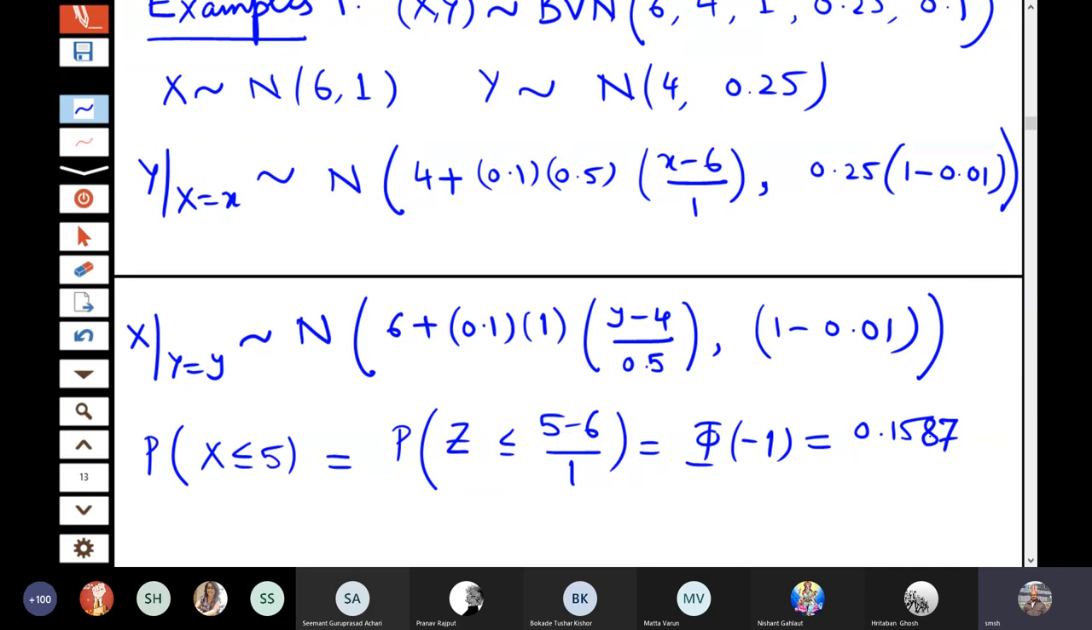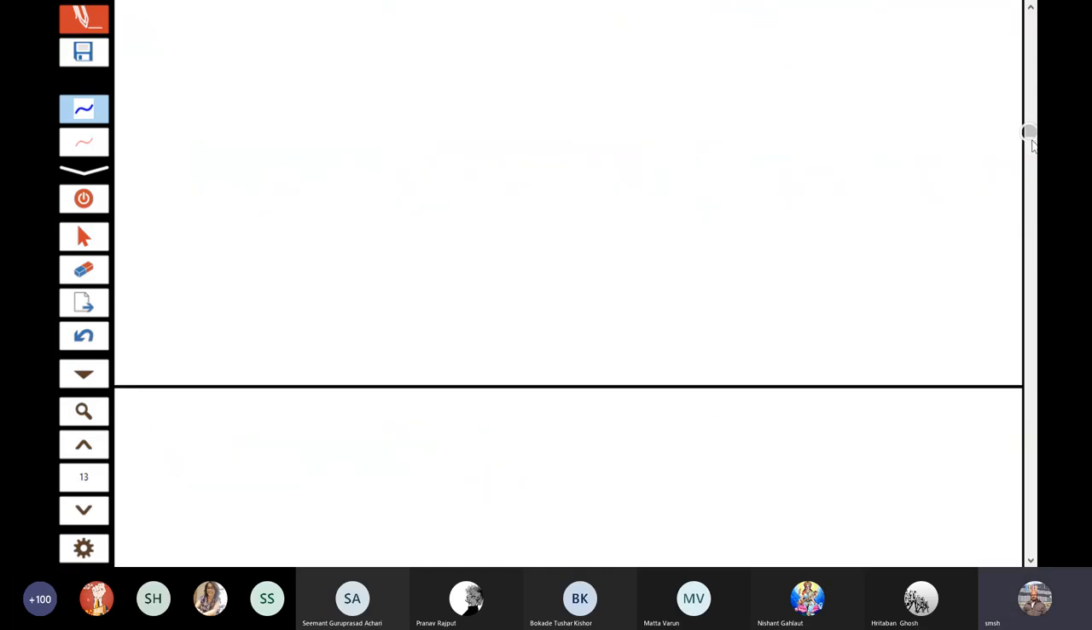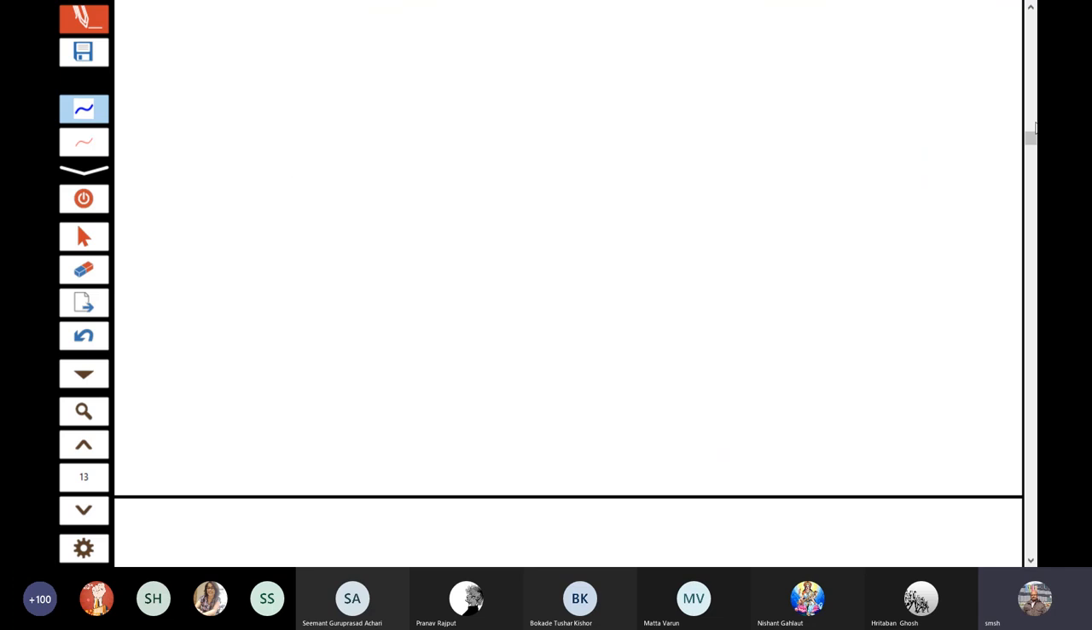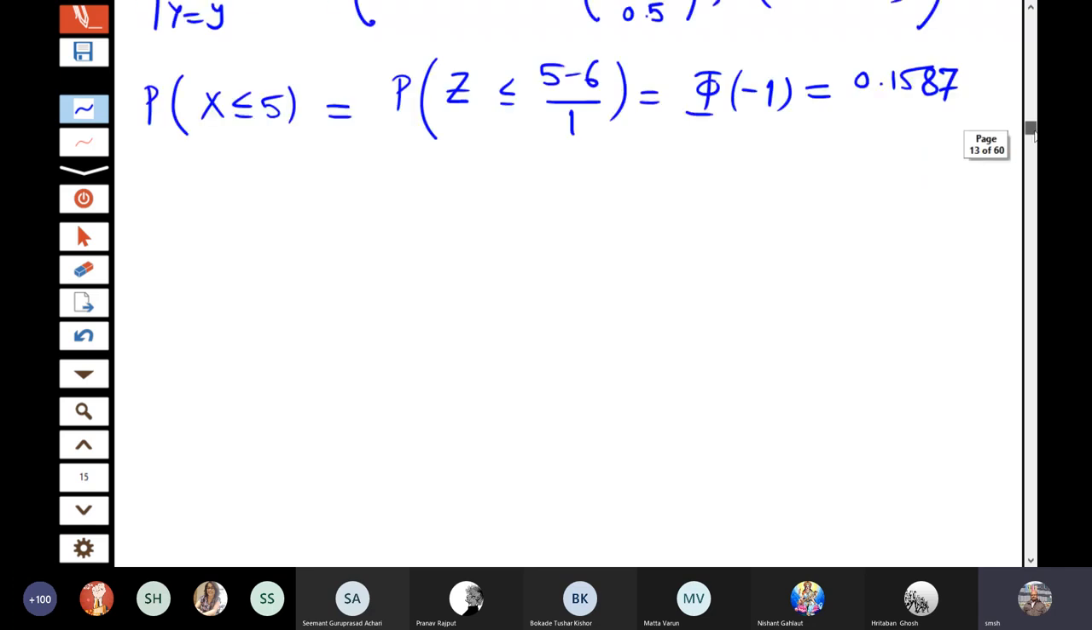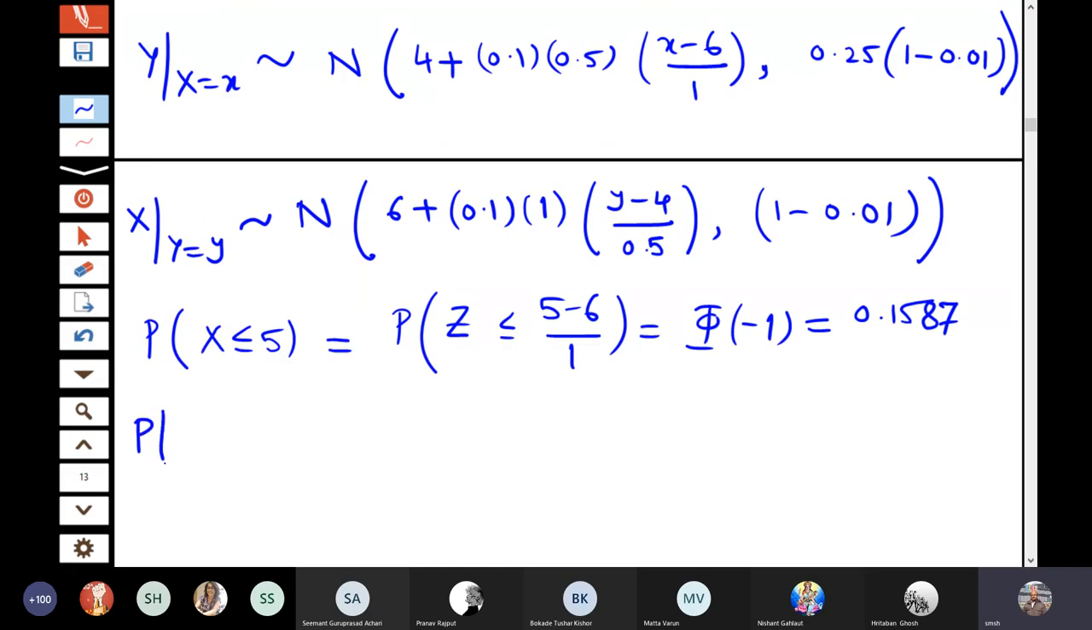Similarly, suppose I want to calculate some other value. Suppose I want to use the conditional distribution of y given x. This is the probability that x is less than or equal to 5. Suppose I want to find out the probability of y less than or equal to 5, given that x is equal to 5. Then where will I calculate this from? I will calculate it from the conditional distribution of y given x. Here I will put small x equal to 5.